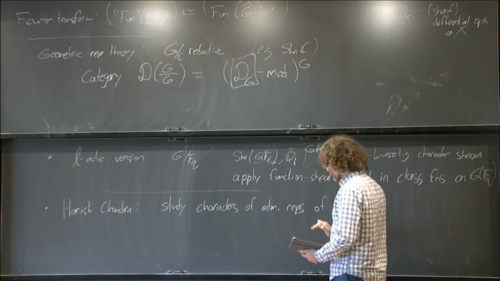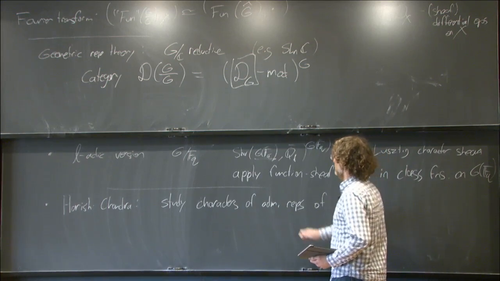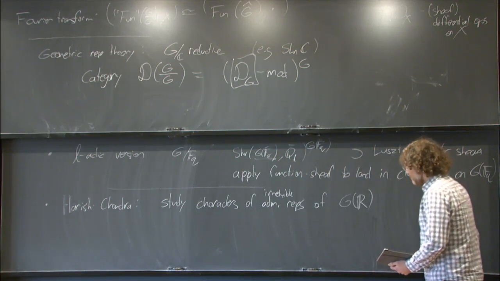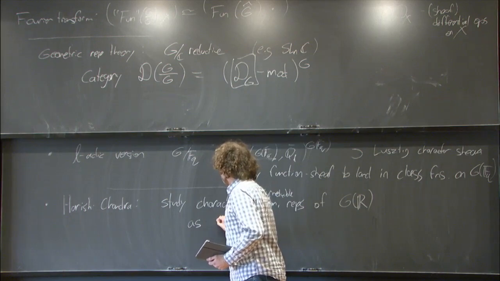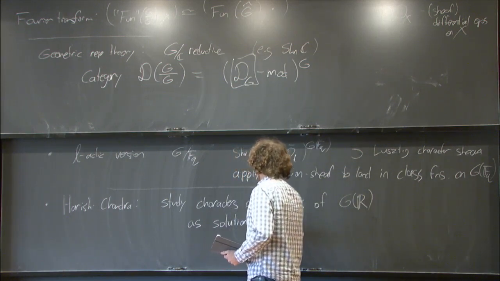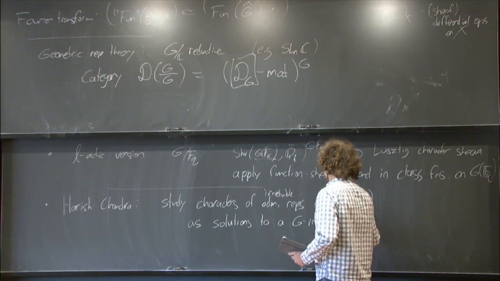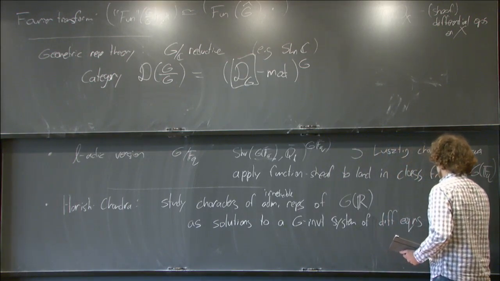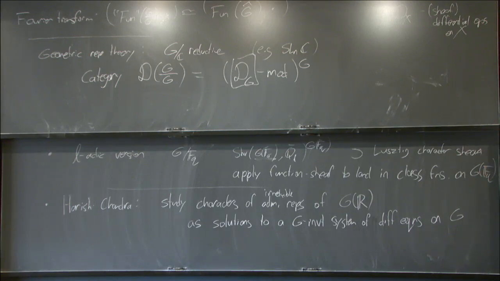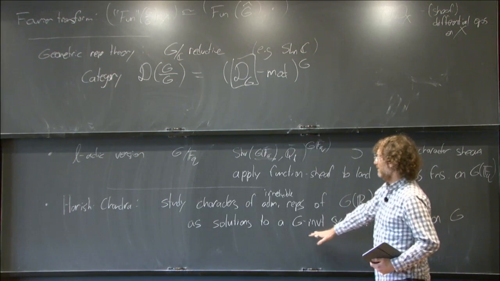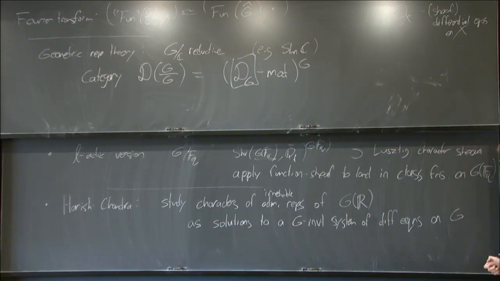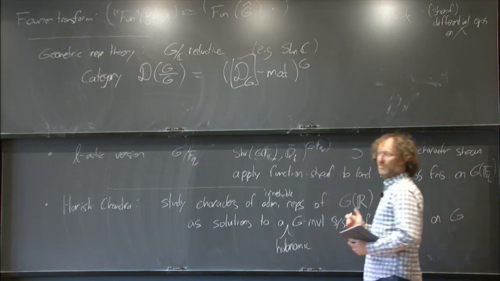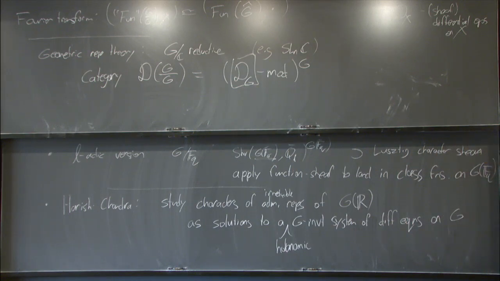So he said that if I have an irreducible admissible representation, for example a unitary representation, then the characters are solutions to a G-invariant system of differential equations on the group. There's actually something defined on the complex group, the Harish-Chandra system. So you study these characters by describing them as solutions to a system of differential equations. This is a very, very nice system. It's a holonomic system. And holonomicity means that the system of differential equations determines the function up to some finite dimensional ambiguity.